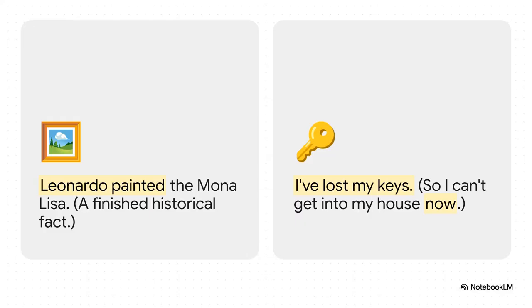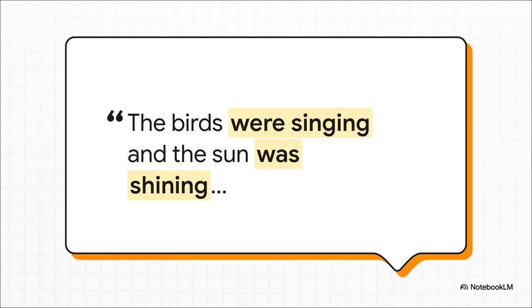Just think about this. Leonardo painted the Mona Lisa. That's past simple. It's a historical fact. It's finished. But what if you say, I've lost my keys? The action of losing them happened in the past, sure, but the result is happening right now. I can't get in my house. You're using the past to explain your current problem. That is the bridge in action. See the difference?